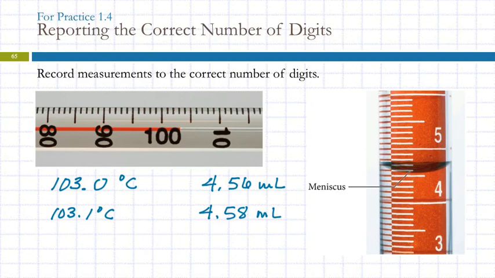But that last digit is uncertain. It's not useless, though, and so we keep it. And scientists all understand, when we write a measurement, the last digit is always uncertain. Any questions? You can't measure anything exactly. It's disturbing, but it's true.